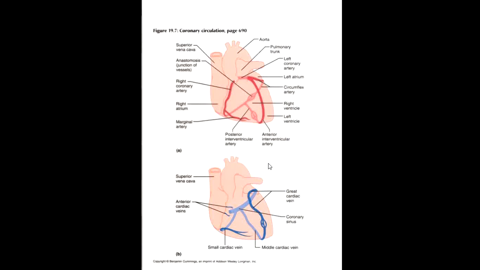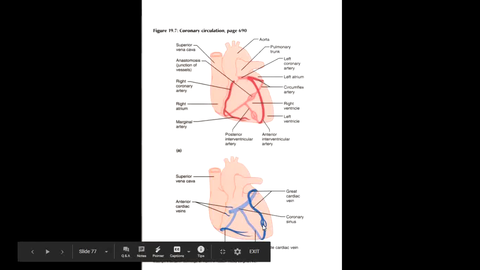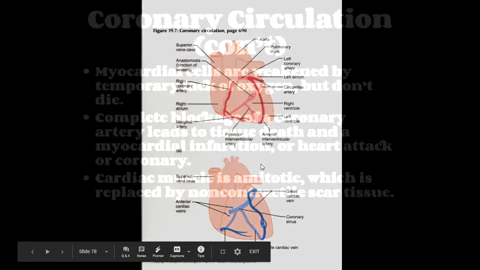So this is a picture of some coronary circulation. The red are going to be arteries, the blue are going to be veins. And you can see here that there's major vessels that are running around this heart to feed this atria and ventricle, the muscles that make those up.